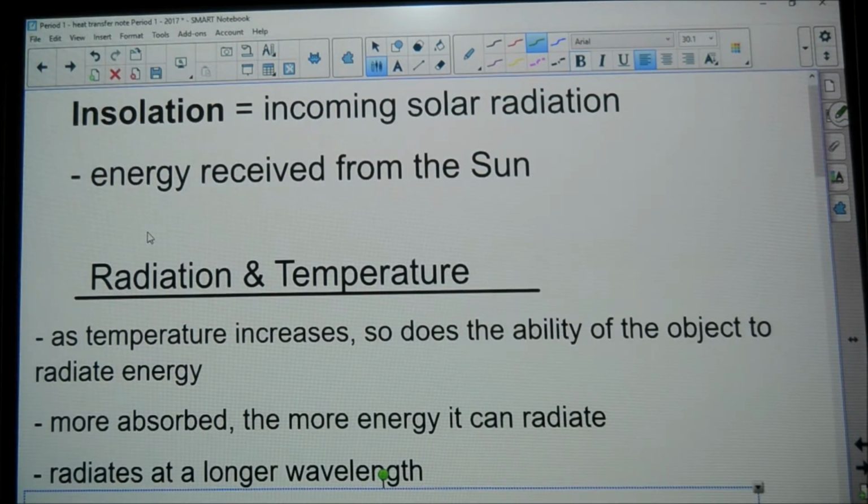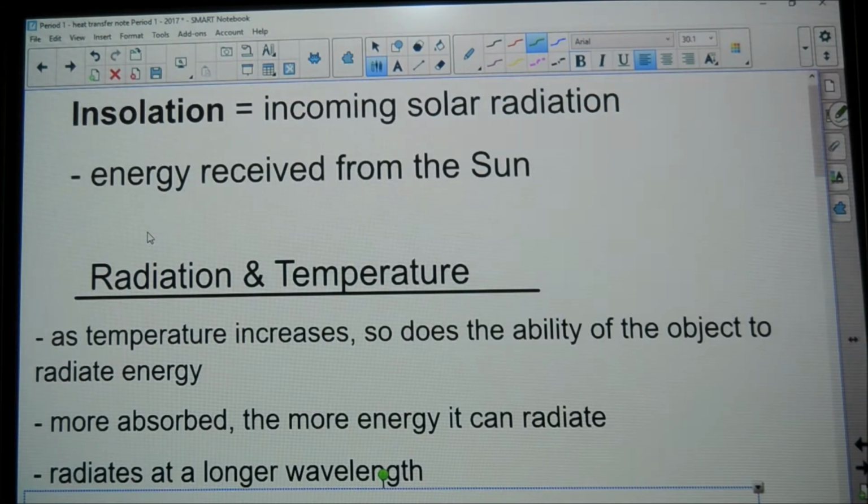Insolation, breaking it down, means incoming solar radiation. So that's the energy that we receive from the sun. This is going to tie back into your astronomy. Remember, I told you everything here this year ties together.